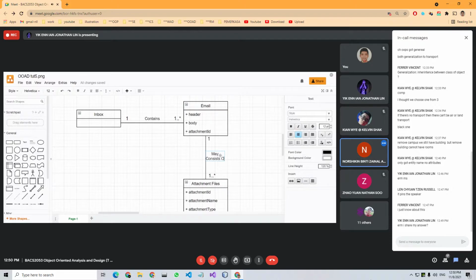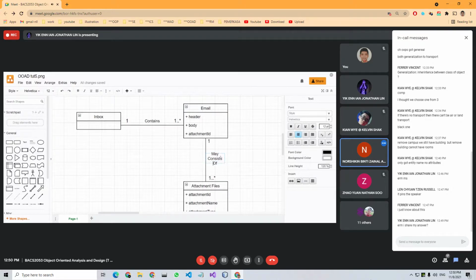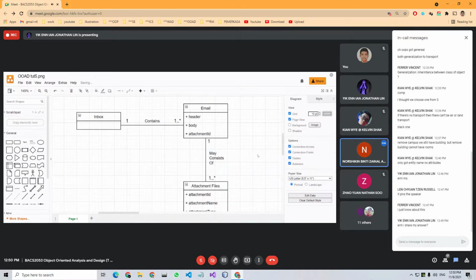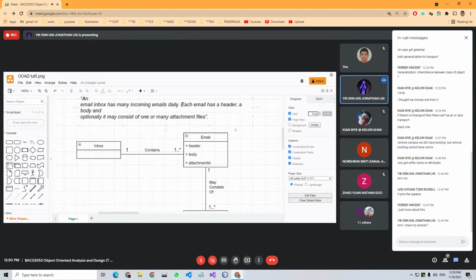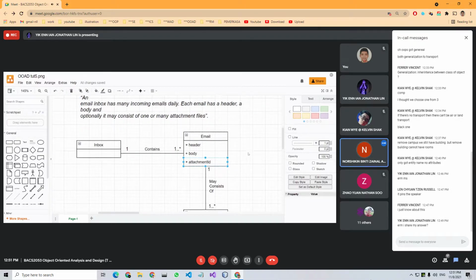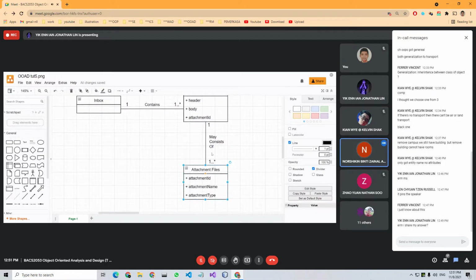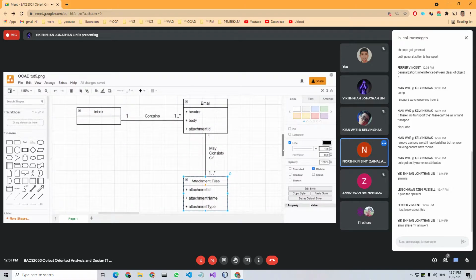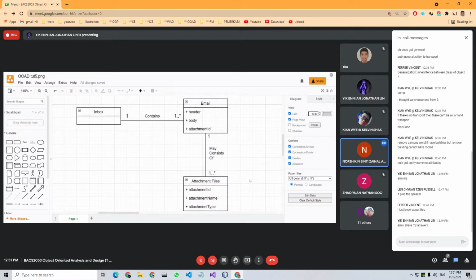Let me read the question again. An email inbox has many incoming emails daily. Each email has a header, a body, and optionally it may consist of one or many attachment files.